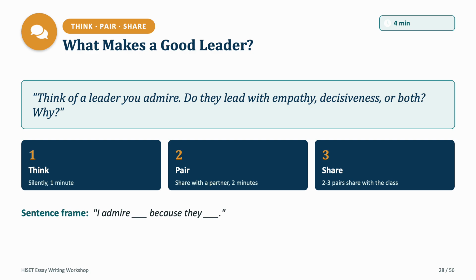Did you come up with yours? Share it with a partner. Okay? Let's hear 2 or 3 examples. I shared mine. What about yours? Very good. Now, let's move from personal experience to evidence from the passages.